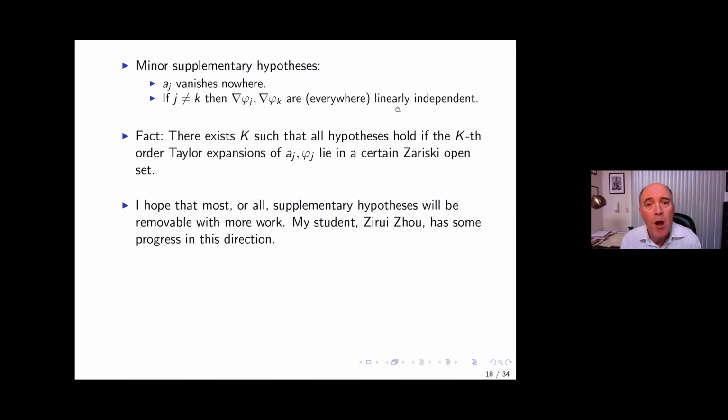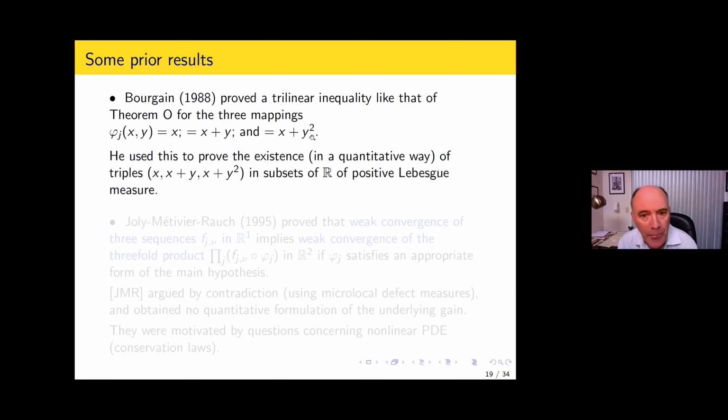There are some prior results in this direction. The first one I know of is due to Bourgain in 1988. He proved a trilinear inequality of this oscillatory type for three specific mappings: phi of x,y equals x, equals x plus y, and equals x plus y squared.